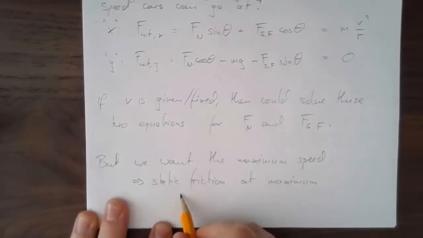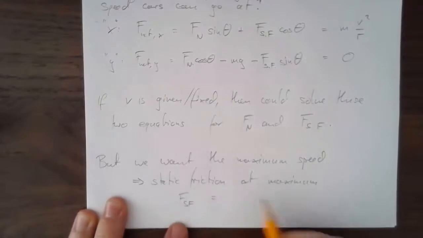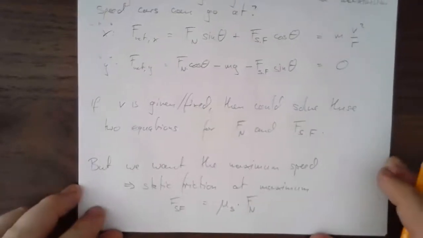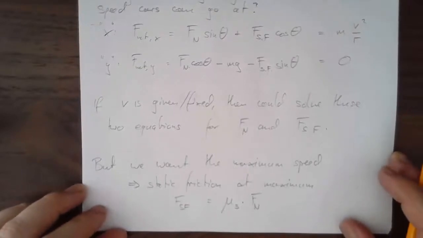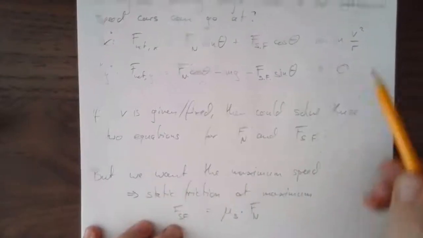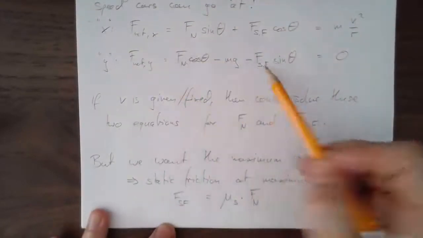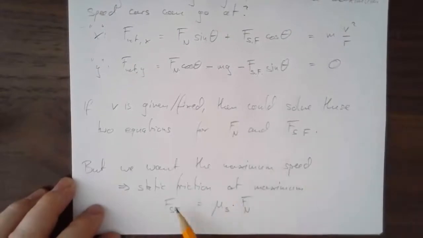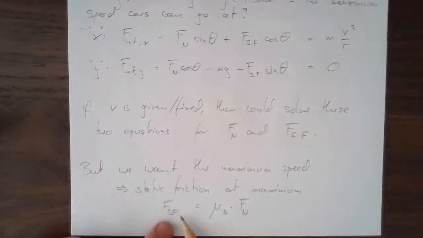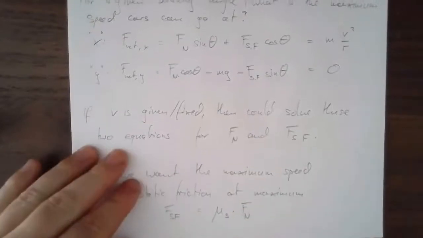And so I know that this force of static friction is equal to mu s times the normal force. That's how static friction works. That's the maximum. If I'm not going at a maximum speed, this is not true. If I'm going at some speed, you plug in that speed, and there you go. You can solve for the normal force and the force of friction. But if I want to go at exactly the maximum speed, I know that the force of friction is at the absolute maximum. The absolute maximum is this. So now I can take this and plug it into here and rewrite those equations.